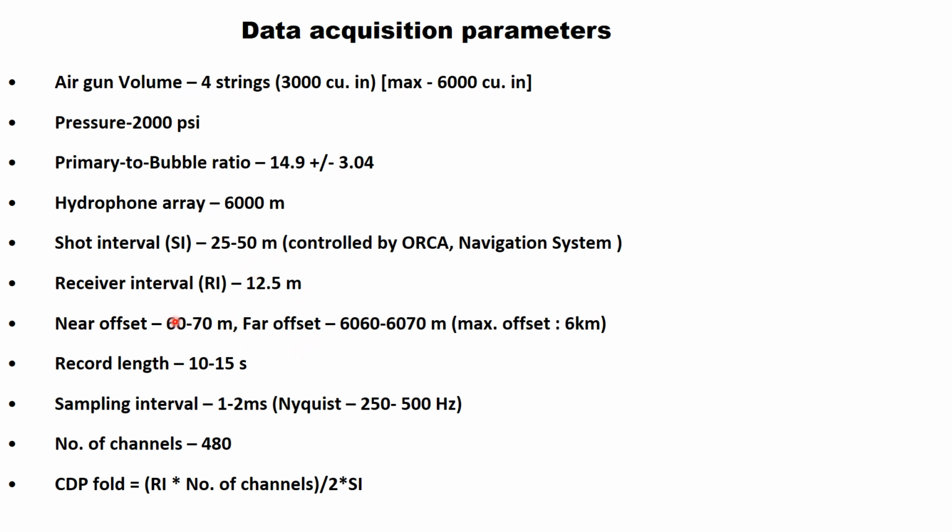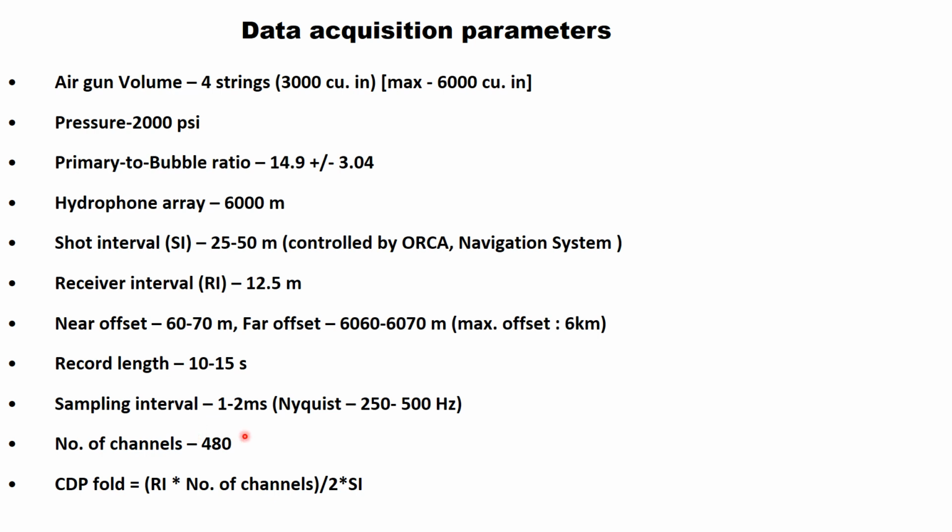Near offset means the distance from the source air gun to the first receiver is 60 to 70 meters. If the hydrophone streamer is 6 kilometers long, the far offset will be 6,000 plus 60 or 70, so 6,060 to 6,070. The record length means up to which length we are measuring the subsurface, that is 10 to 15 seconds. That's called deep seismic.